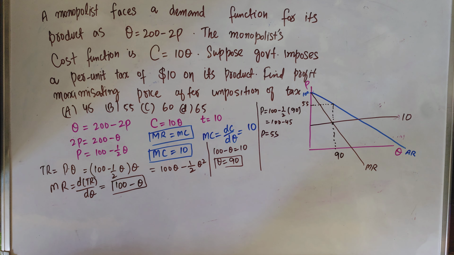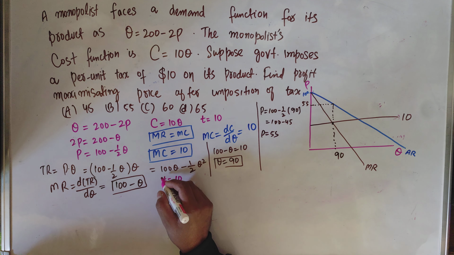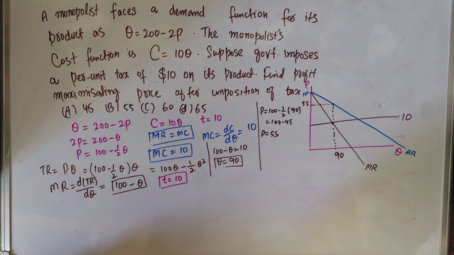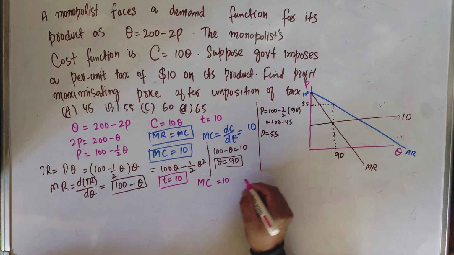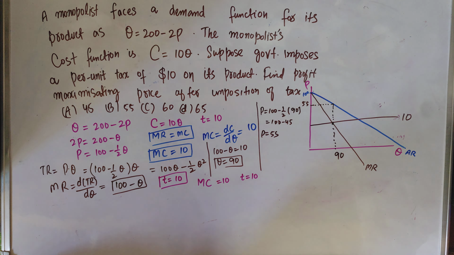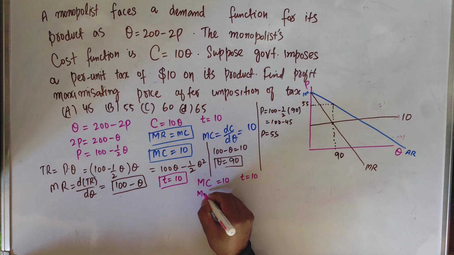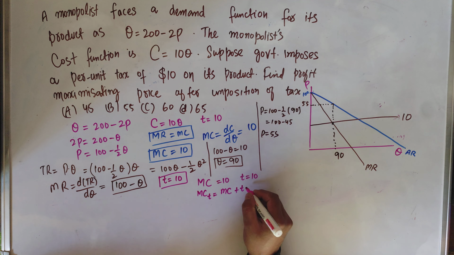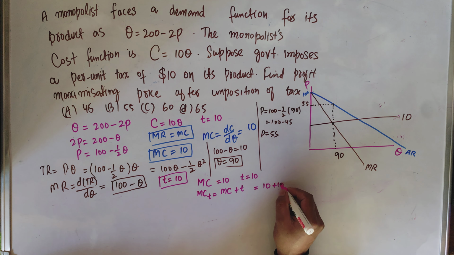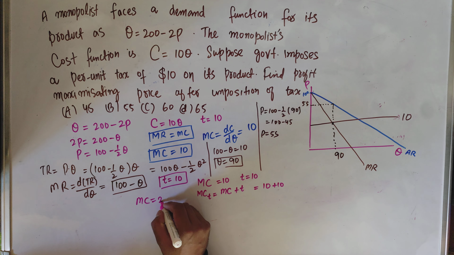when we impose a tax of $10 per unit? So we have T = 10. When a per unit tax is imposed, what happens to the marginal cost of the monopoly? It increases. If the marginal cost previously was 10, when we add $10 per unit, then the marginal cost after the imposition of tax will be equal to the old marginal cost plus the tax, which is 10 + 10. So the new marginal cost will be $20.